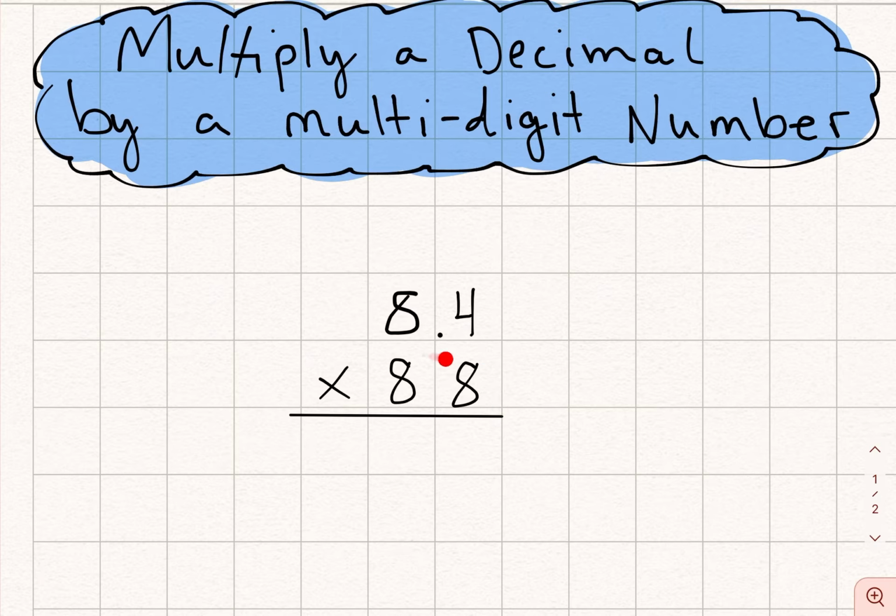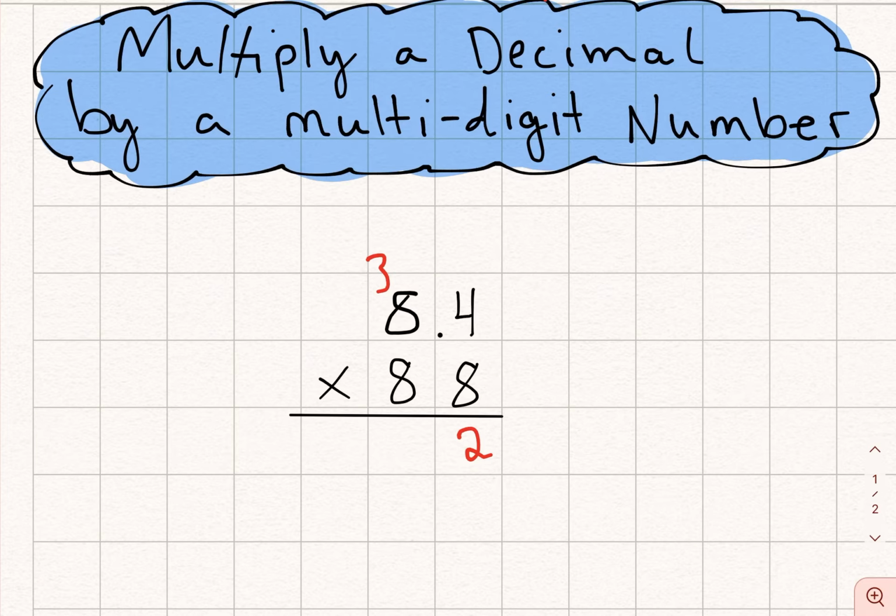Now, our rule for multiplying decimal numbers is first we multiply like normal. So we'll start by multiplying 8 times 4, which is 32. Write my 2, carry my 3. And am I done with my 8? Nope. I still need to multiply 8 times 8, which is 64, plus 3 is 67. So there we go. I've multiplied my 8 times every number in the multiplicand there.